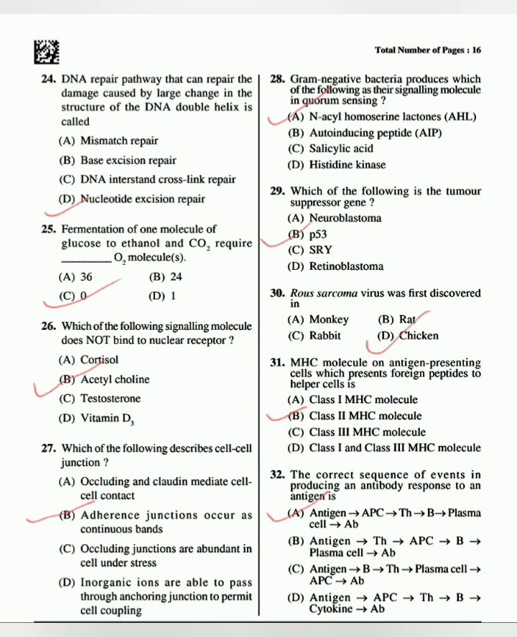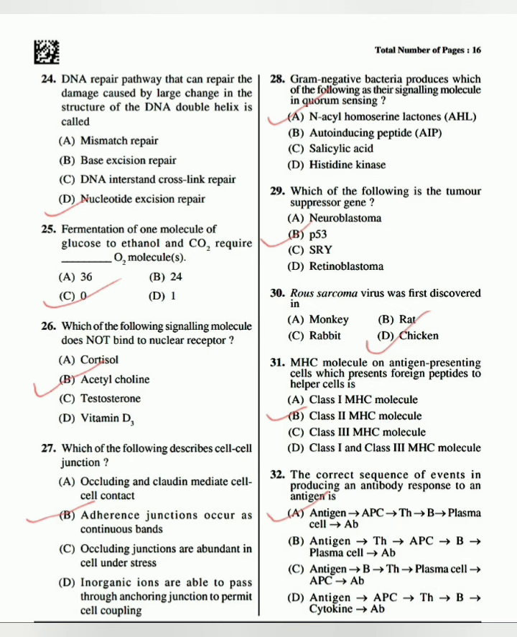Coming to the next question, gram-negative bacteria produce which of the following as their signaling molecule in quorum sensing? The one and only option is AHL, that is N-acyl homoserine lactones. Options B, C and D do not stand to be the correct one. The correct answer is AHL. Which of the following is the tumor suppressor gene? P53, one and only P53 is a tumor suppressor gene.